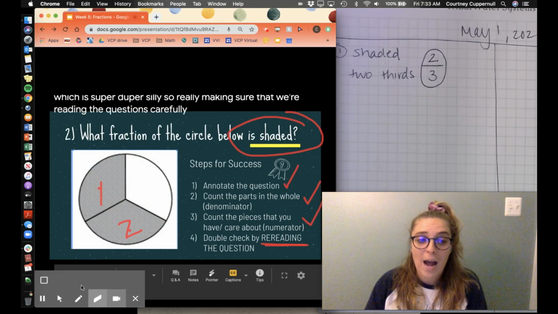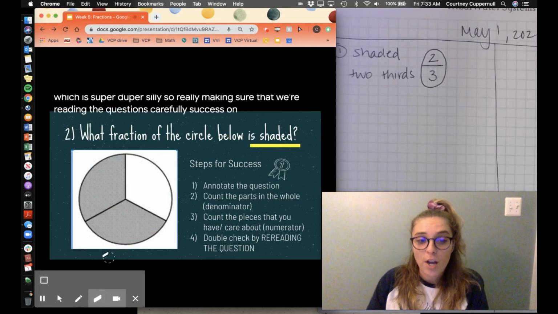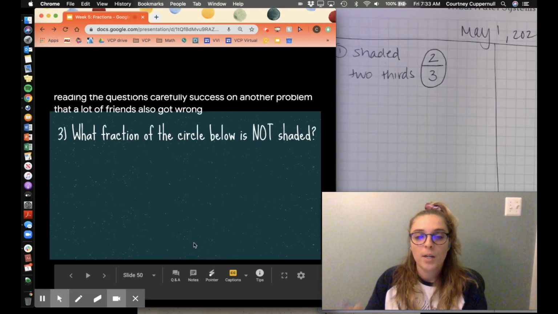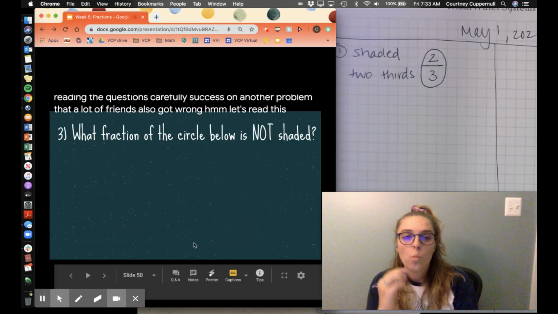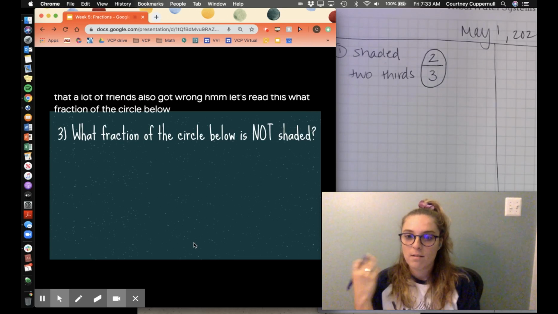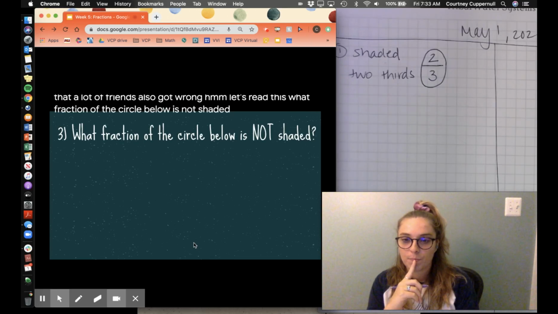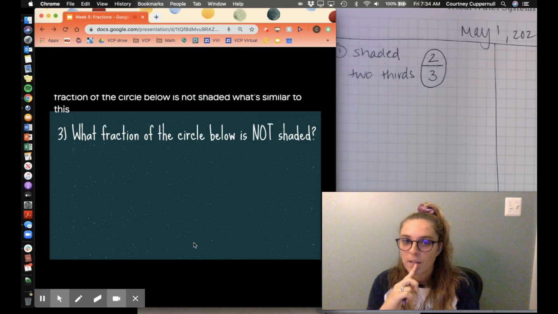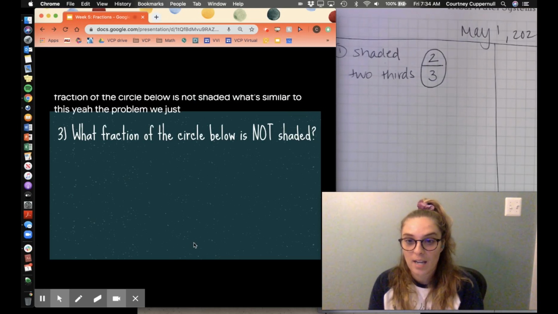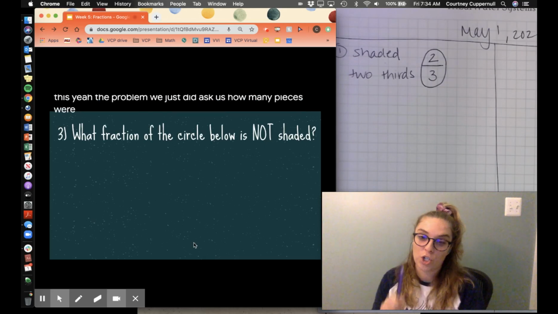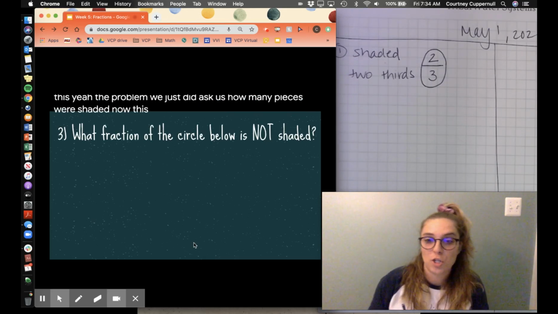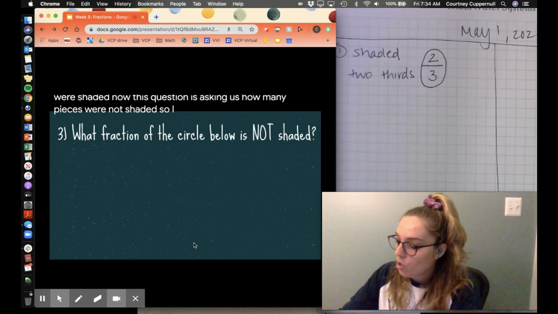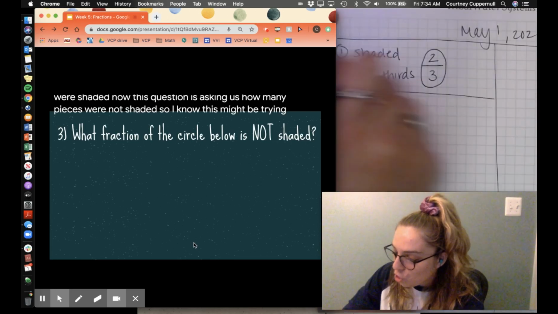All right, let's practice these steps for success on another problem that a lot of friends also got wrong. Let's read this. What fraction of the circle below is not shaded? What's similar to this? Yeah, the problem we just did asked us how many pieces were shaded. Now, this question is asking us how many pieces were not shaded. So I know this might be trying to trick me a little bit here.